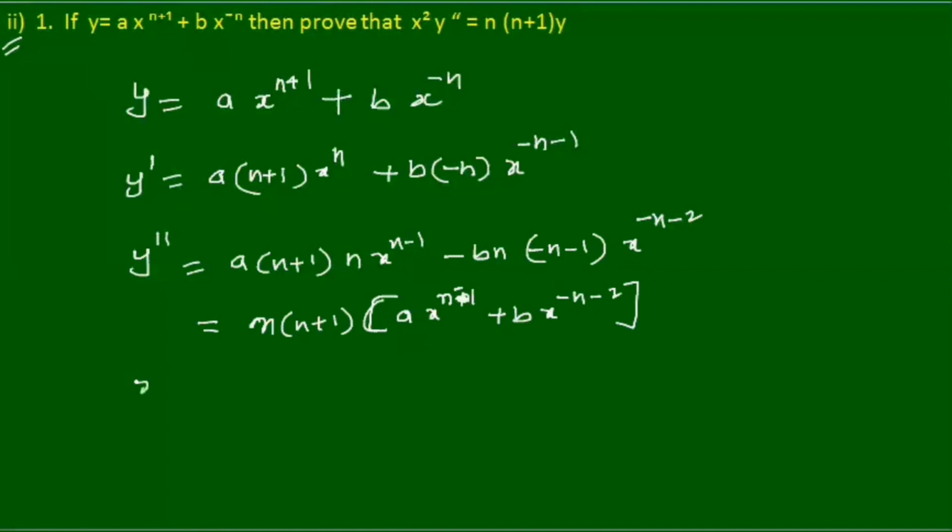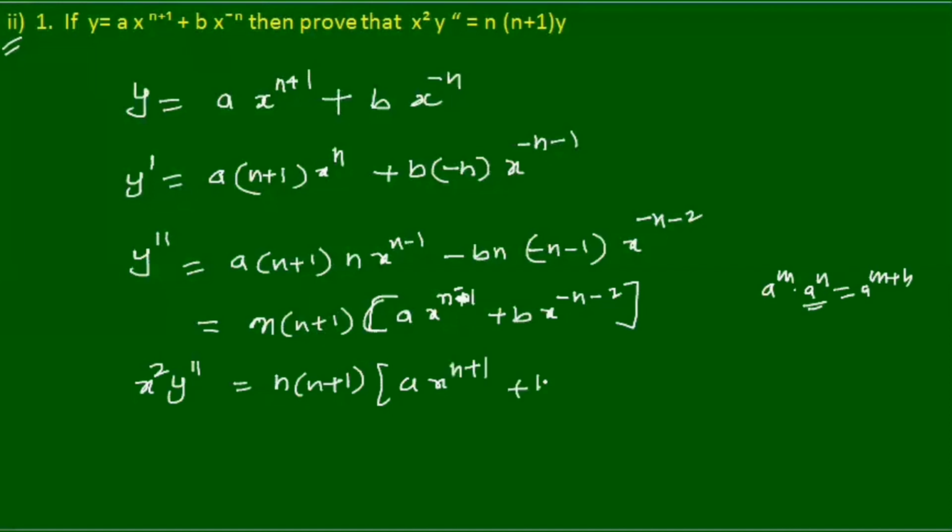So x square y double dash is equal to n into n plus 1 into a. a to the power of m into a to the power of n is a to the power of m plus n, isn't it? So m here is n minus 1, n is 2 for x square. So n minus 1 plus 2 is n plus 1. Then b into x to the power of minus n minus 2 into x square is x to the power of minus n, my plus 2 gets cancelled. So n into n plus 1 into the remaining term becomes y, isn't it? This is x square y double dash is equal to n into n plus 1 into y.